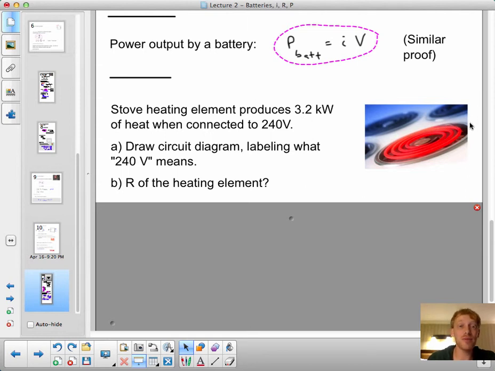This is really how stove heating elements work. It passes current through a resistor that dissipates energy as heat, and it puts out a certain amount of power, a certain amount of energy each second. Solve for R. Pause.